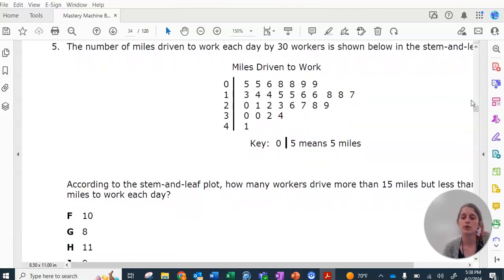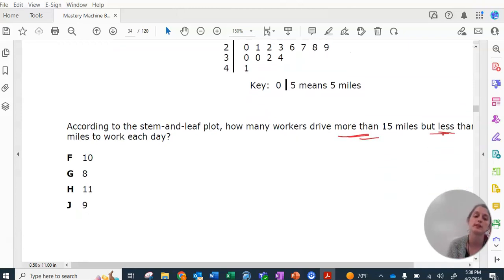Here, we are looking for more than 15, but less than 25. That does not include 15. That does not include 25. Those would be like open circles if you were graphing them. You're counting up how many numbers there are.